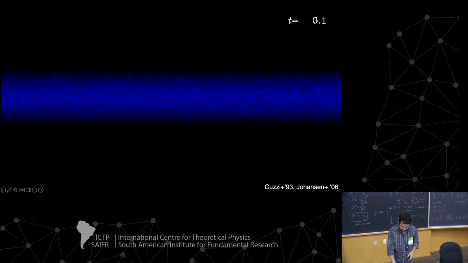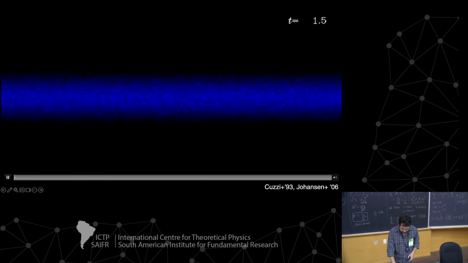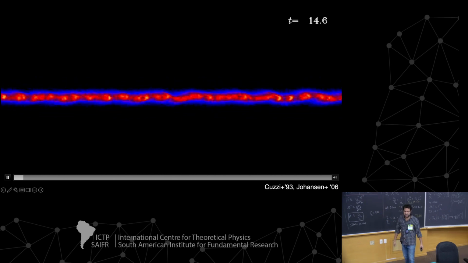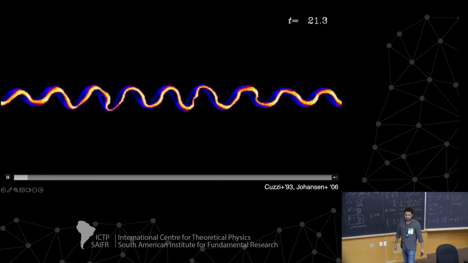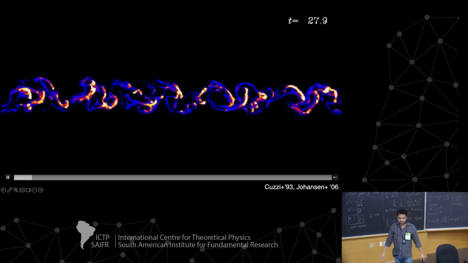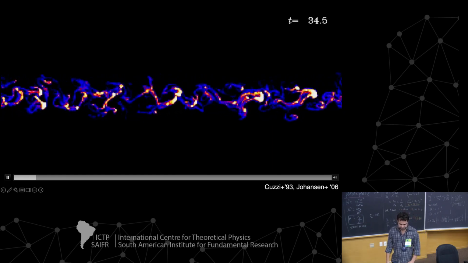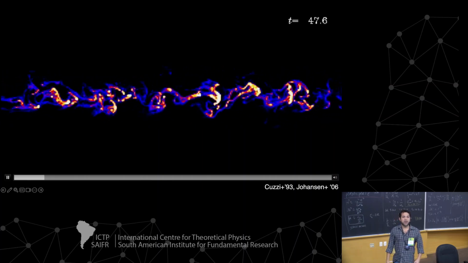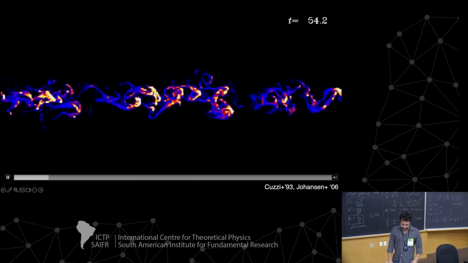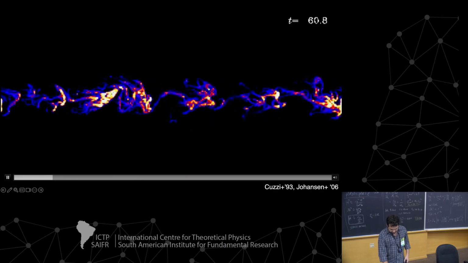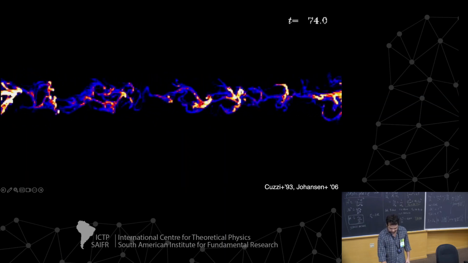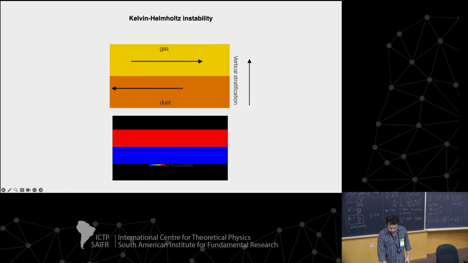So what happens if you try to model that? There you go. So this layer is sedimenting. As you see, it's now breaking, and there's something going on there. It breaks into this turbulence. So, no. This is not a mechanism to form planetesimals, because there is something here that is leading to turbulent behavior. This something turns out to be Kelvin-Helmholtz instability.